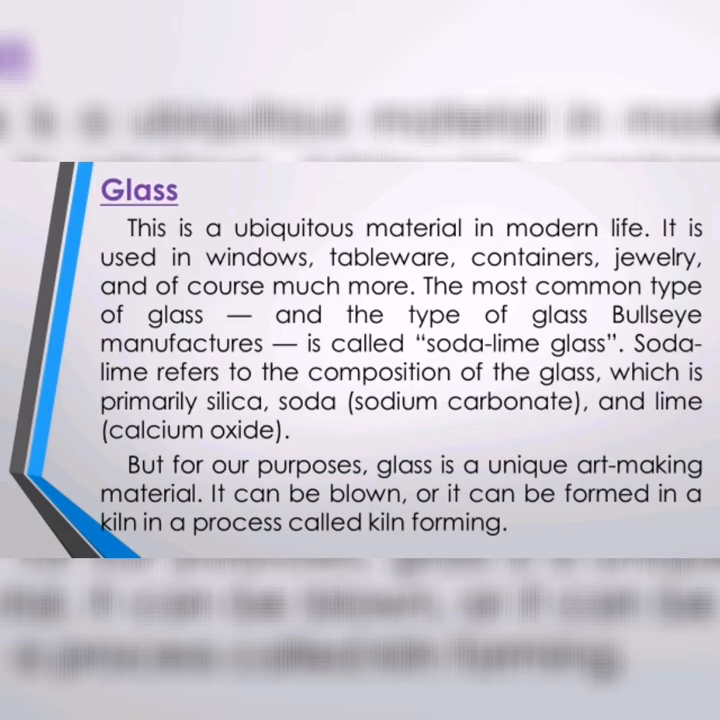Soda lime refers to the composition of the glass, which is primarily silica, soda or sodium carbonate, and lime or calcium oxide. But for our purposes, glass is a unique art-making material. It can be blown or it can be formed in a kiln in a process called kiln forming.